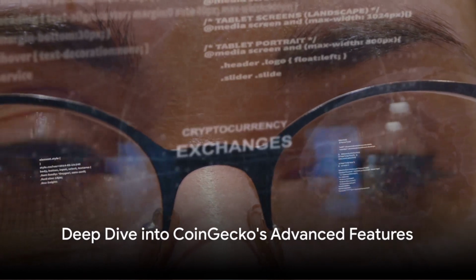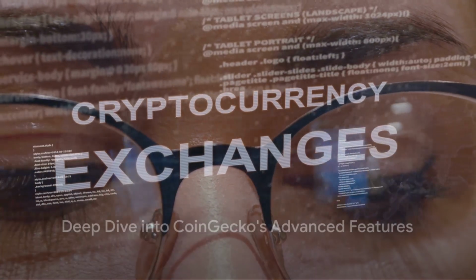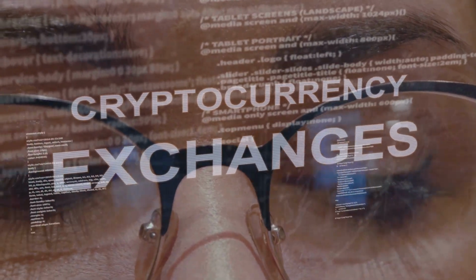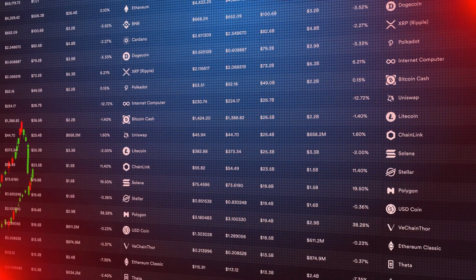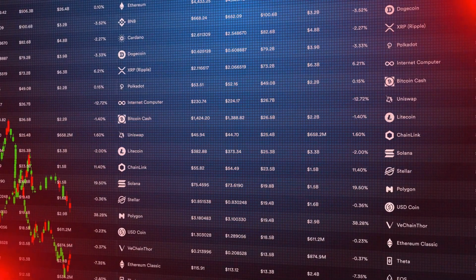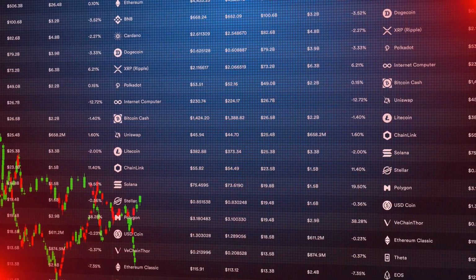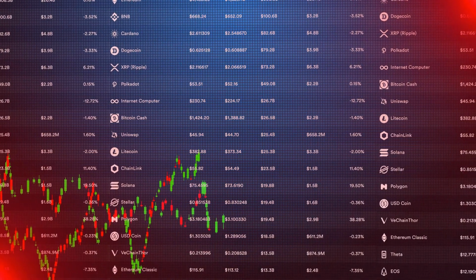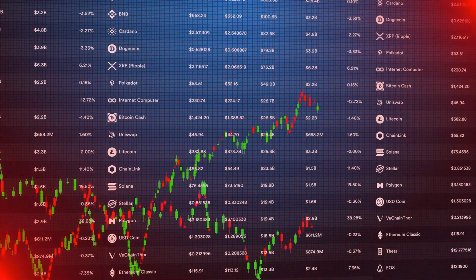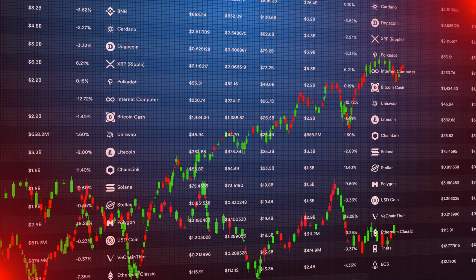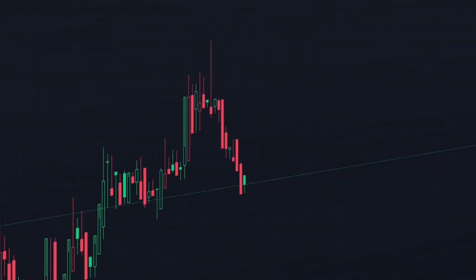CoinGecko is not just about prices, it's about comprehensive cryptocurrency analysis. Let's dive deep into its advanced features. One of them is the exchange feature, a treasure trove of information about various cryptocurrency exchanges. It's like having insider access to the bustling world of digital currency trading.